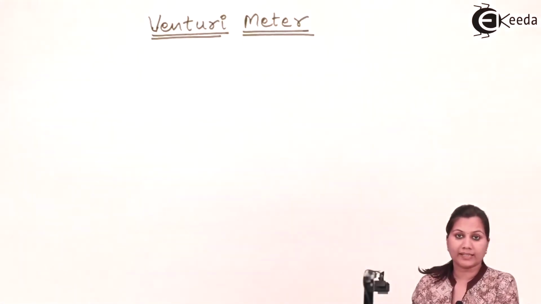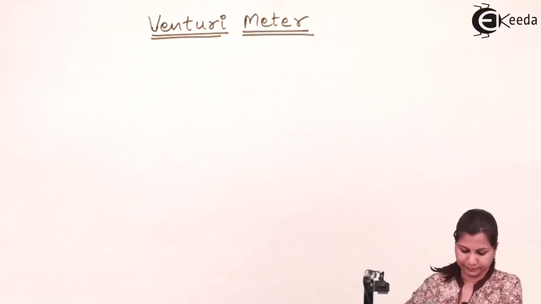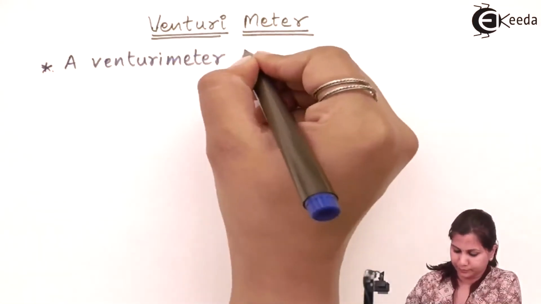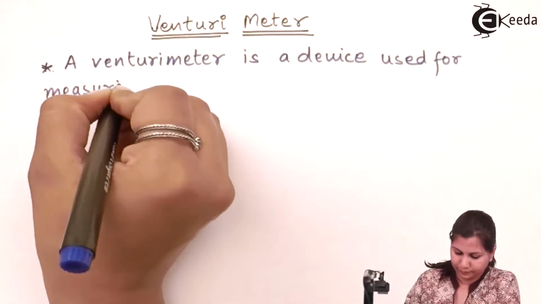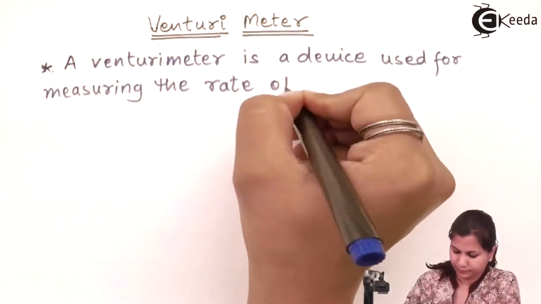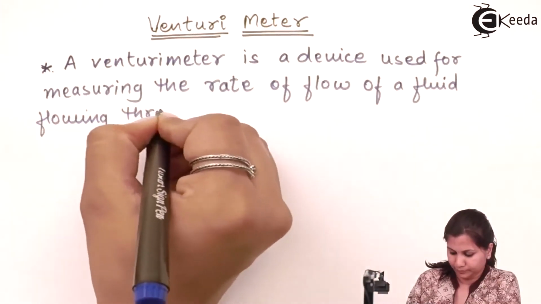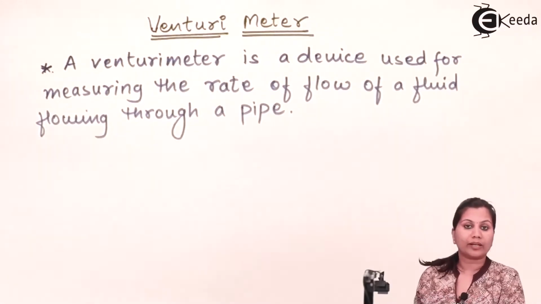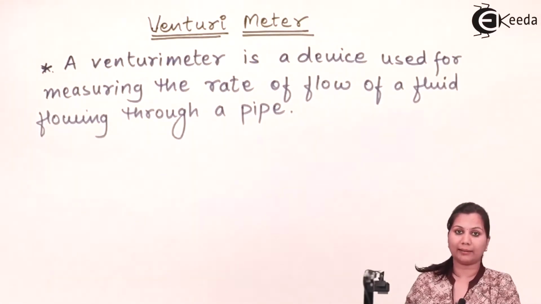Venturi meter is a device which is used for measuring the flow rate of the liquids flowing in a pipe. So Venturi meter is a type of flow rate measuring device, and this Venturi meter is also known as an obstruction meter, or we can say that it is a type of obstruction.